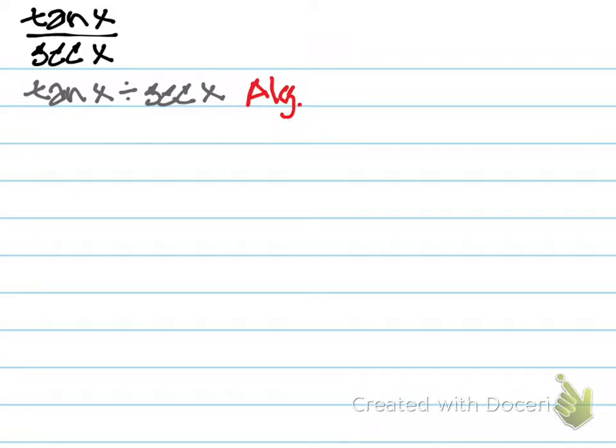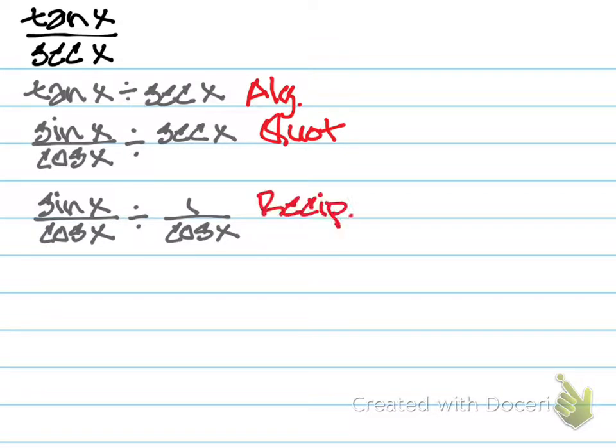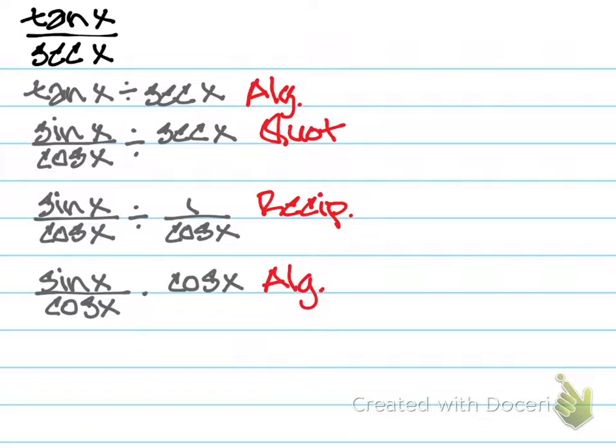Next, I'm going to turn tangent into sine over cosine. And my reason, or the identity that allows me to do that, is the quotient identity. And then I'll turn secant into 1 over cosine using the reciprocal identity. So now I have that horizontal division. So when I divide fractions, I do keep, switch, flip, right? Keep the first one, switch your sign to multiplication, flip the second one, and that's by algebra. Then I'm going to have those cosines cancel out, right? And I'm left with sine by algebra.